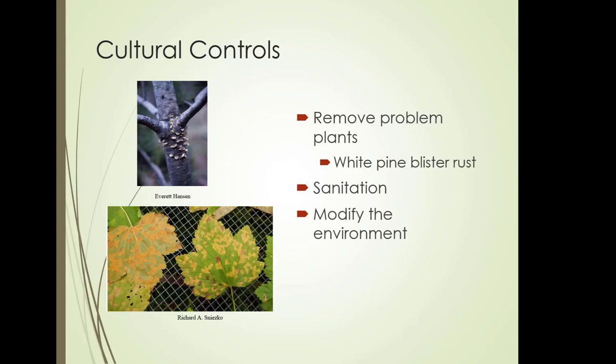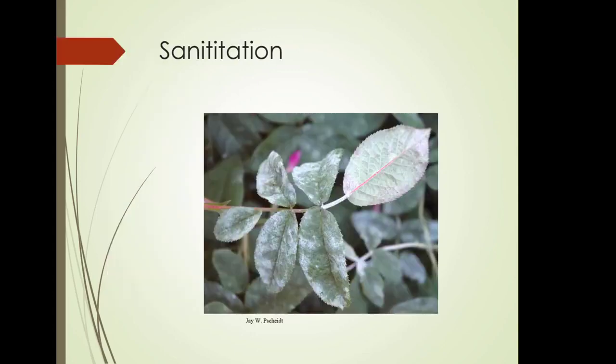Sanitation is really important, not leaving leaves and such that may have disease organisms on them over winter. You want to modify the environment, maybe increase drainage, increase airflow, etc. So sanitation means removing these leaves. Once the leaves fall to the ground, the fungus is just going to overwinter and restart again in the spring. So it's really, really important that you clean this up.